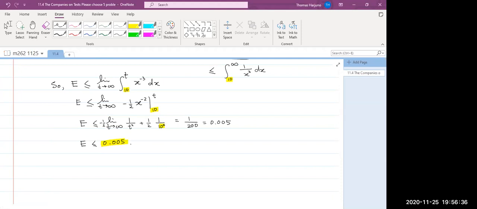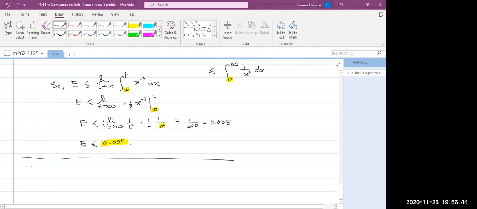Okay. But I get interested in question number 38. Honestly, I don't know what the answer is. For what values of p does the series from 2 to infinity of 1 over n to the p ln n converge?